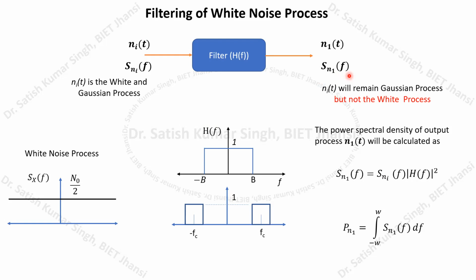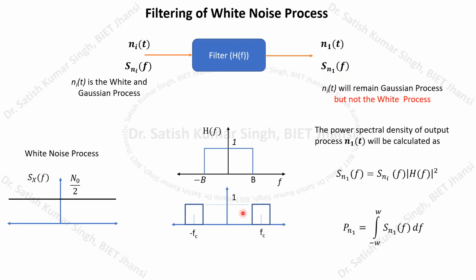It may be a flat spectrum, but the spectrum cannot extend from minus infinity to infinity, and therefore it will no longer be a white noise process. So this is one of the very important facts that you have to remember. Now we have to see what is a narrowband noise process.